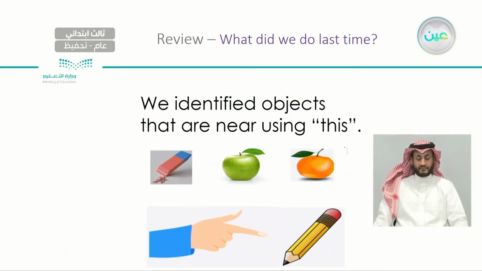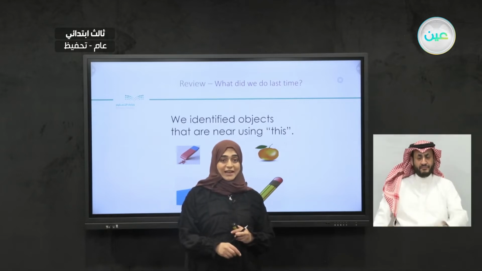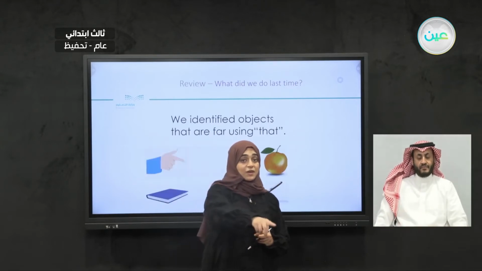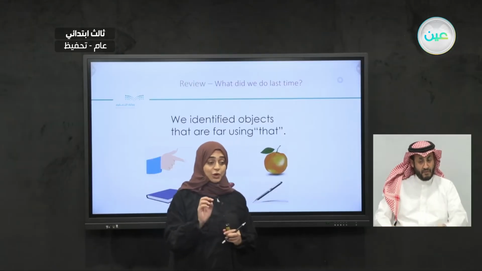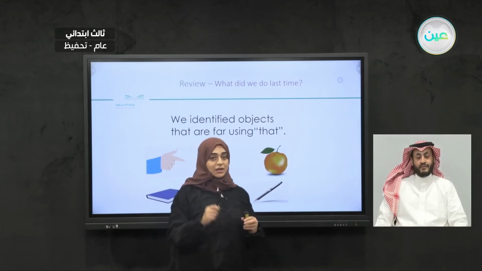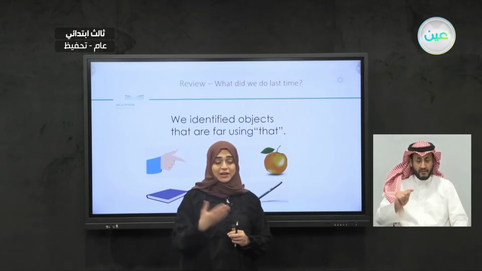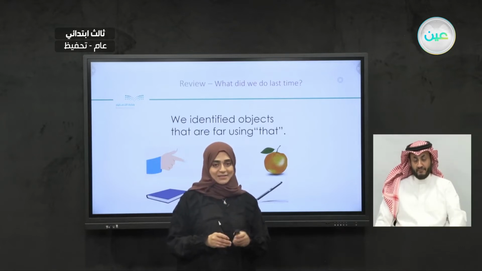Excellent. So let's begin by reviewing what we took last time. Last time we learned how to identify objects. Let's say I had an orange on the table. That's near. What do I say? This is an orange, right? If it's near. If it's far, what do we say? That is an orange. I have to go and reach it. Right? Let's look at the other pictures. We have a book, a pencil, and a pen. We can say, that is a book. Repeat after me. That is a pencil. That is a pen. Excellent.